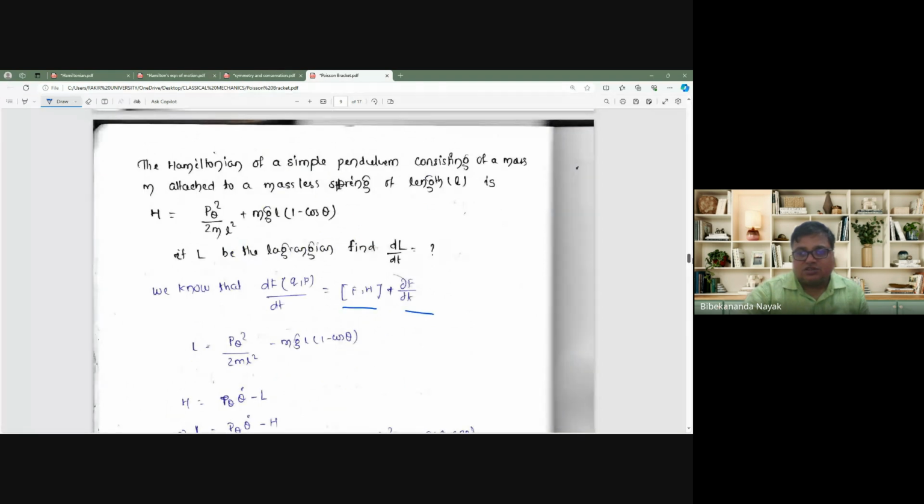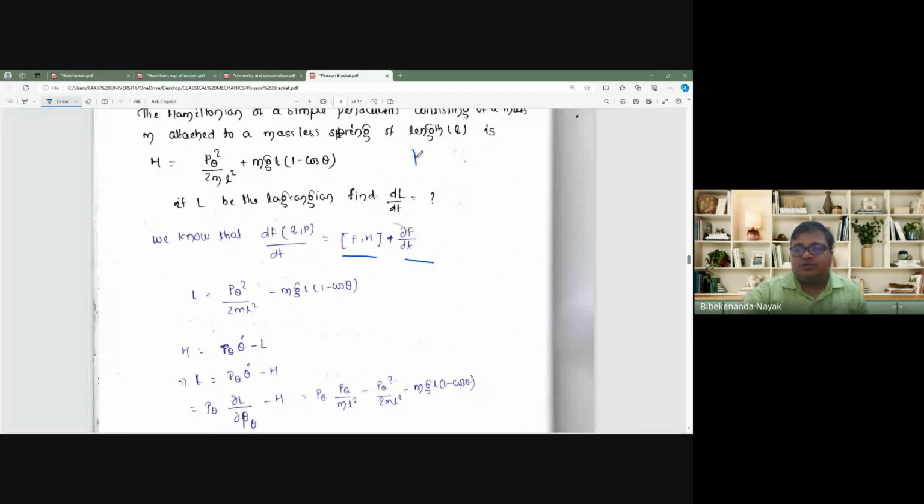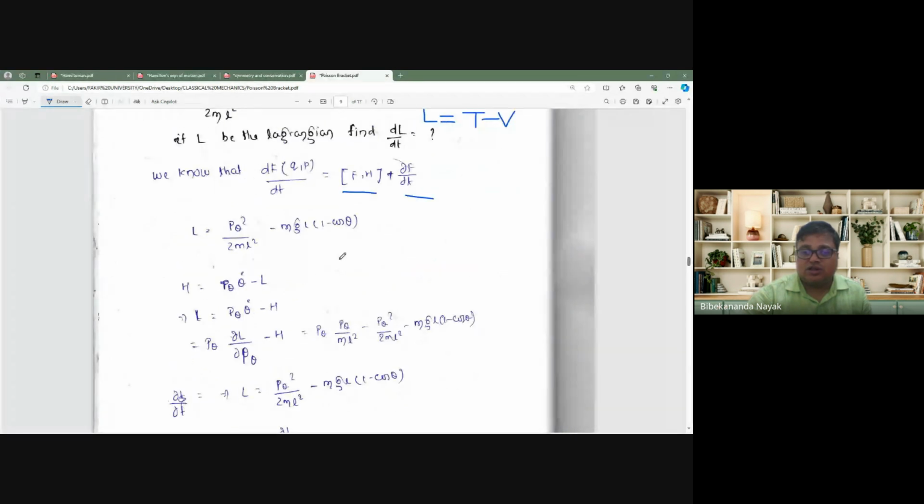Since basically it is a conservative system, we know that for a conservative system, H is equal to T plus V. So L is equal to T minus V. Basically, for a conservative system, if you change the sign, it will become the Lagrangian, T minus V. But for the exact form, the Lagrangian contains q dot, the Hamiltonian contains p theta, so all p should be replaced by q dot. In this way, you can calculate this, or another way is the formula.